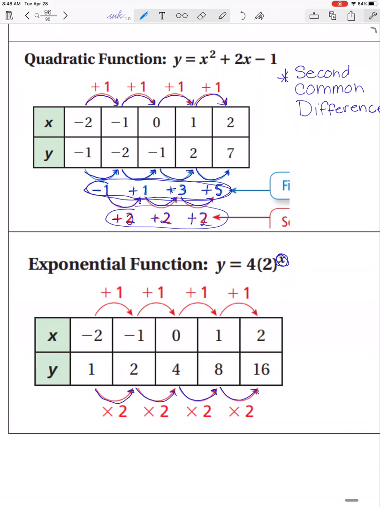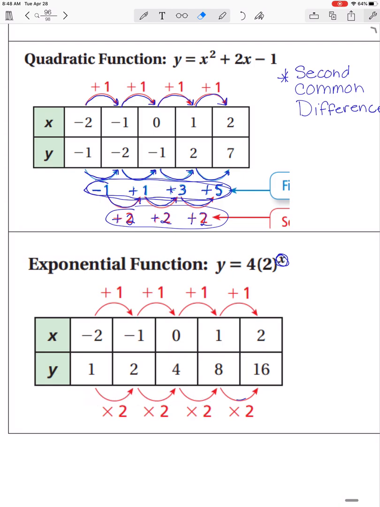Now, you might say to yourself, well, what if I didn't see that at first? That it was getting really big really fast? That's okay. Let's pretend like we didn't see that. So, like this.